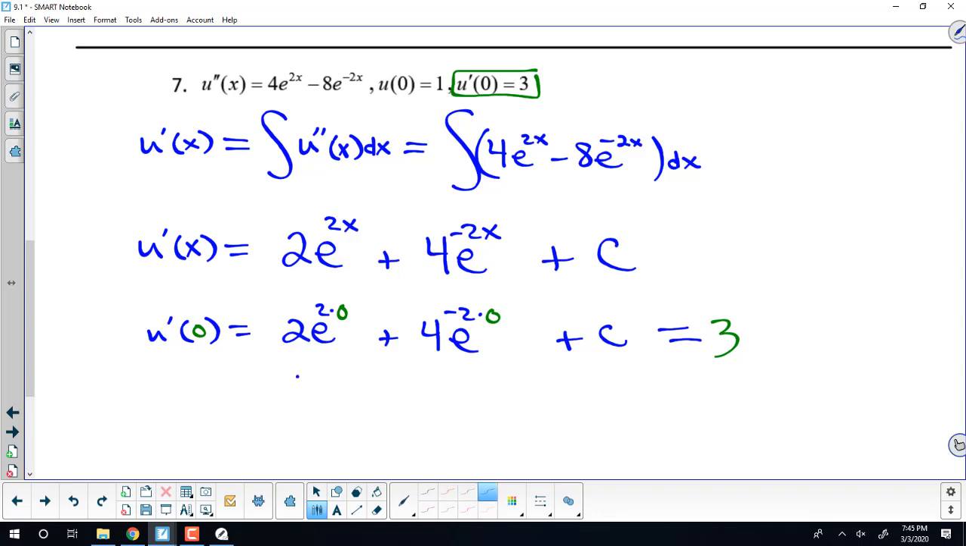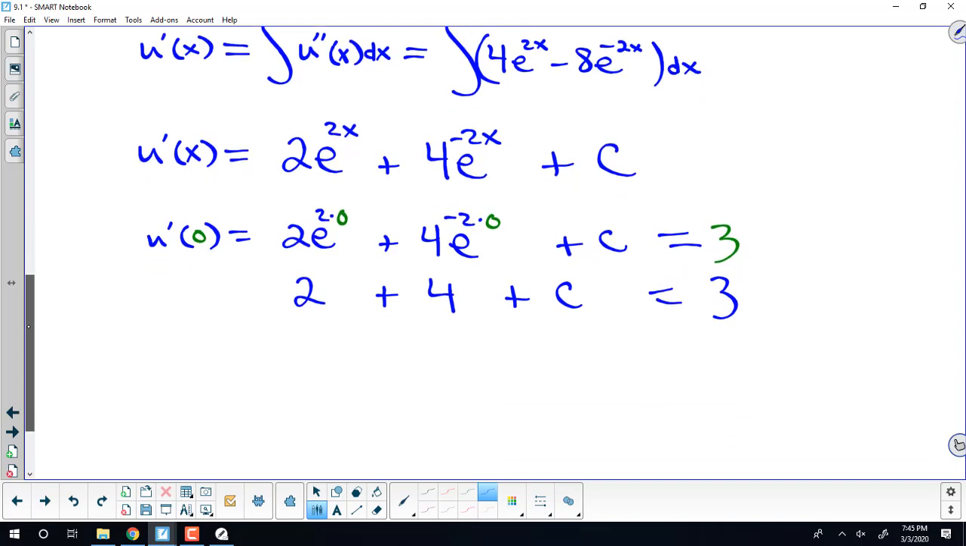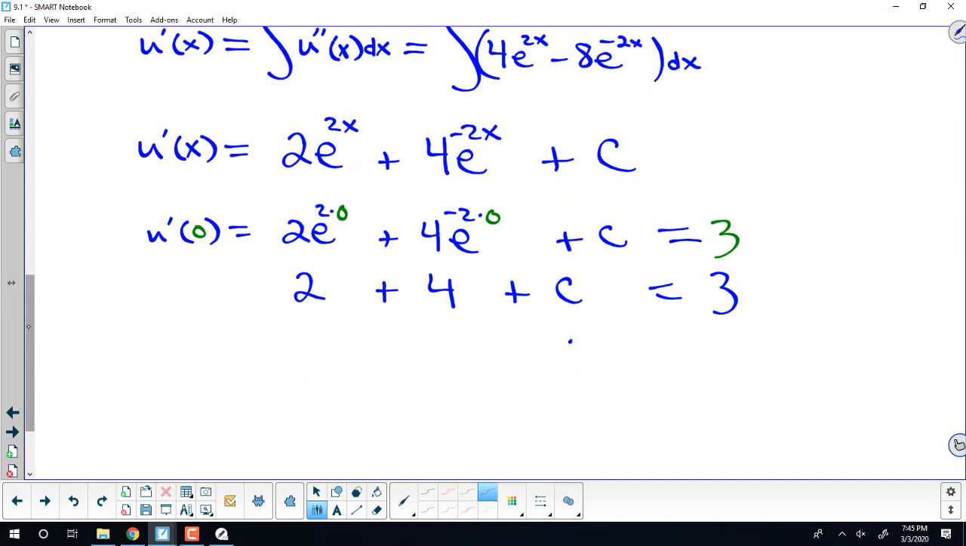e to the 0 is 1, times 2, 1 times 4, plus c has to be 3. So c has to be minus 3. Just to save space, we'll just write it up here. u prime is 2e to the 2x plus 4e to the negative 2x minus 3.